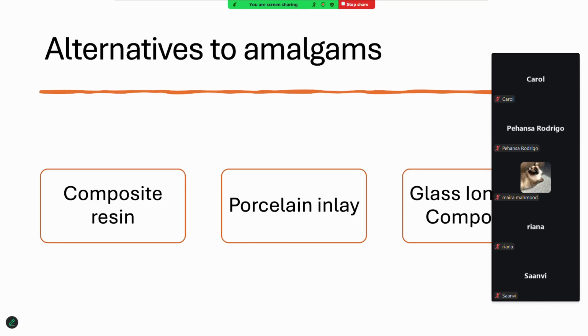Although no materials used in fillings possess the same properties as an amalgam, the Minamata Convention on Mercury, which is a treaty which phased down the use of amalgam significantly, caused scientists to look for a replacement. There are three main alternatives: composite resin, porcelain inlays, and glass ionomer composite, also known as GIC.